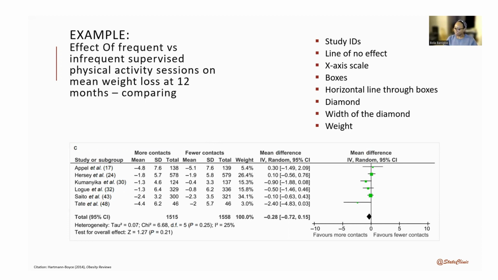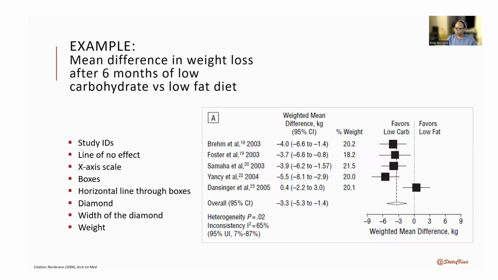I will now go on and share the next forest plot. So here we are. This is another one that talks about the mean difference in weight loss after 6 months of low-carb diet versus low-fat diet. Starting from the left side, you can see the study IDs: 1, 2, 3, 4, 5. There are 5 primary studies here.